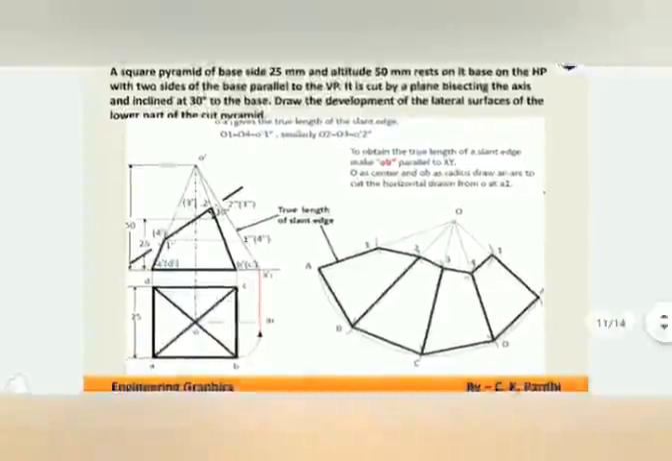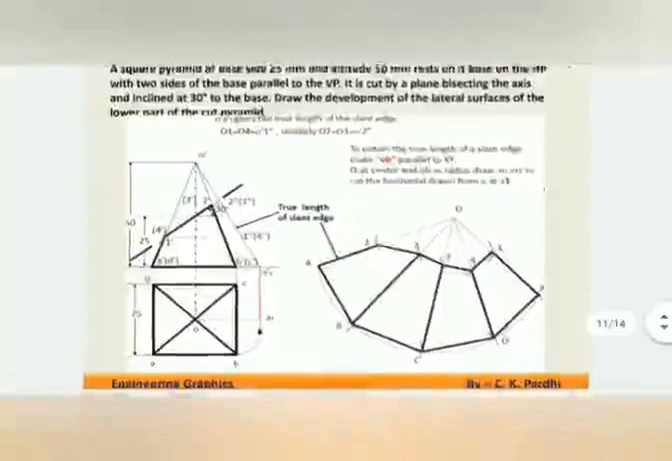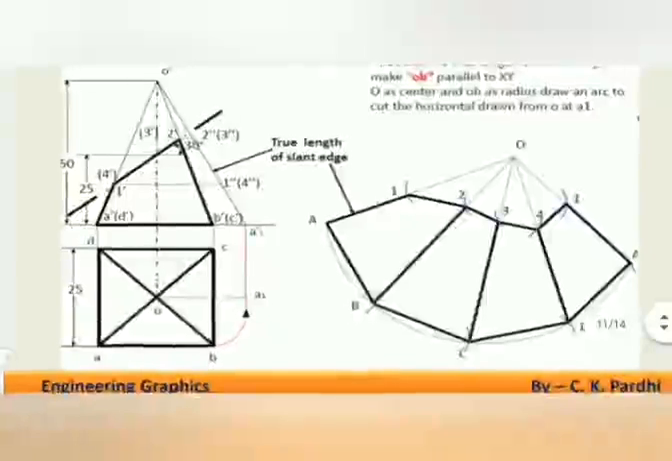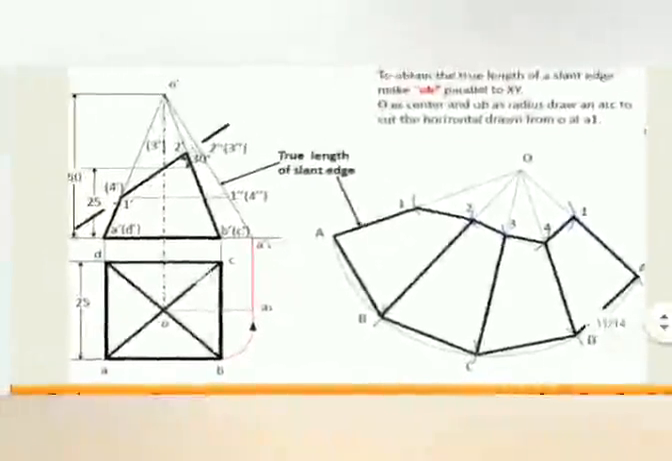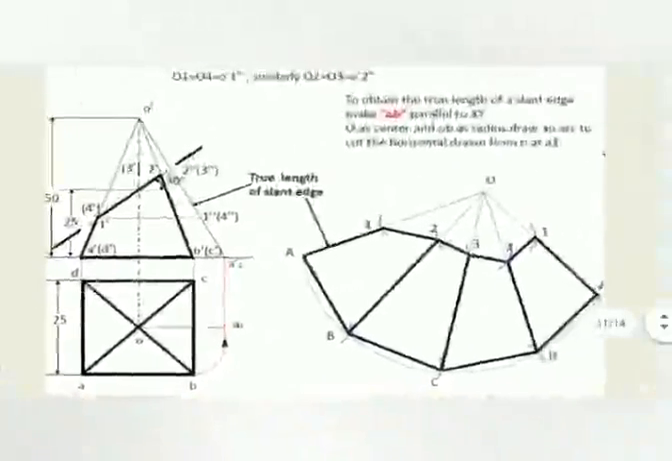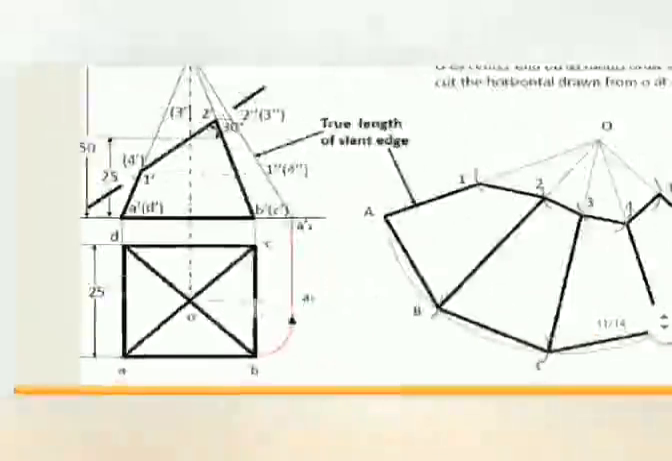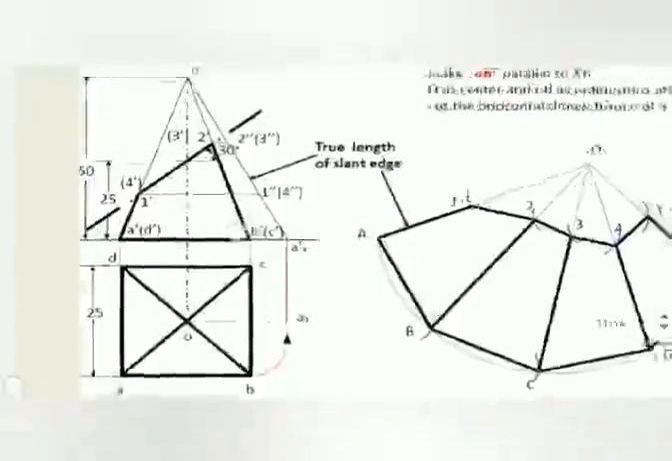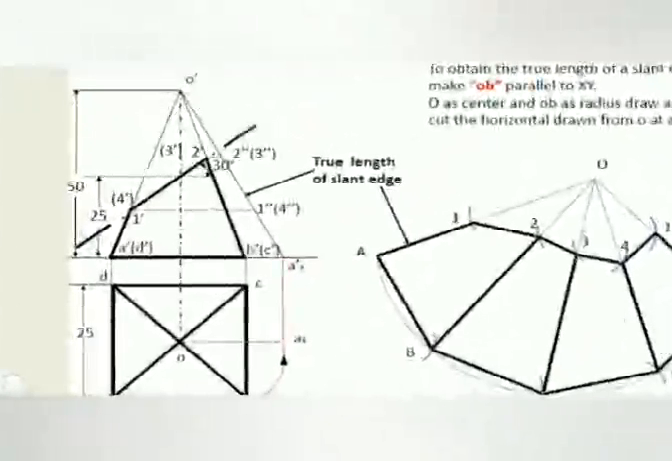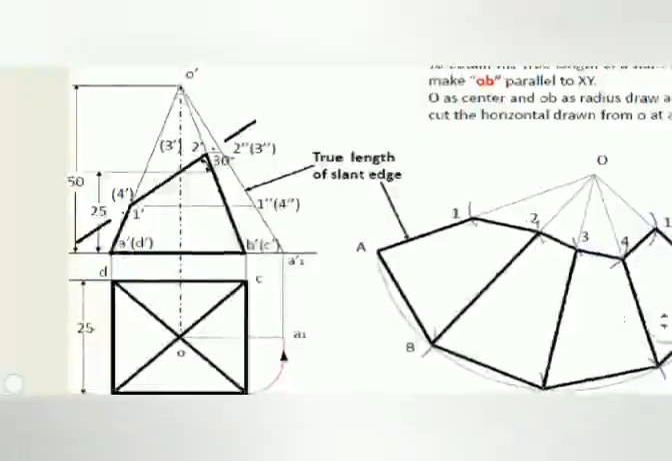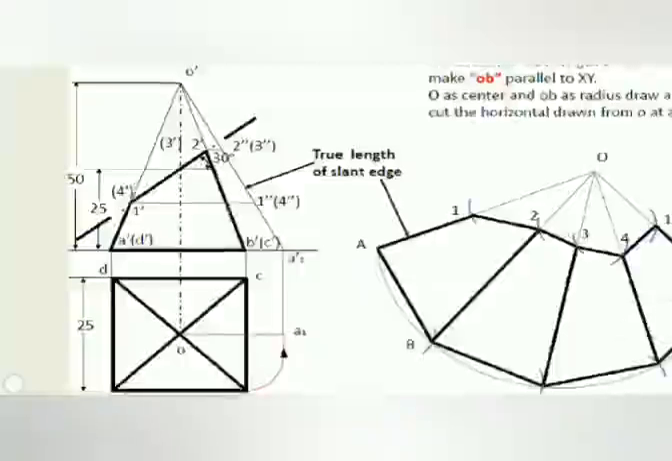So first we have to draw the projection of the square pyramid. In this, the square has two base sides parallel to VP. These two sides are parallel to VP. Then we have to draw the front view. Now in this front view, O'A' and O'D', O'B' and O'C', these are the four slant edges of the square pyramid.